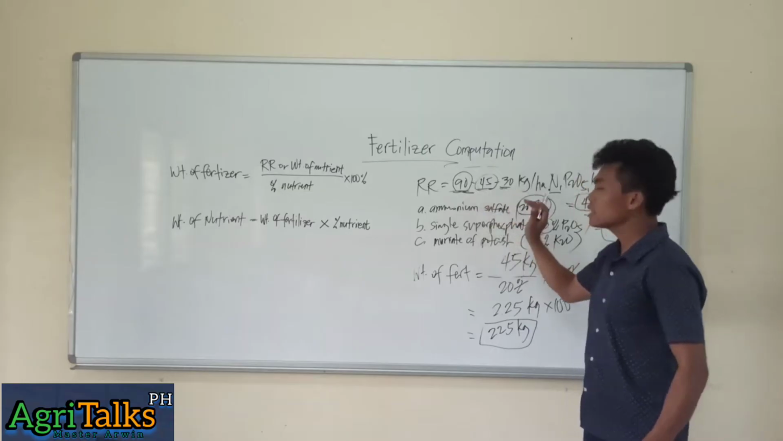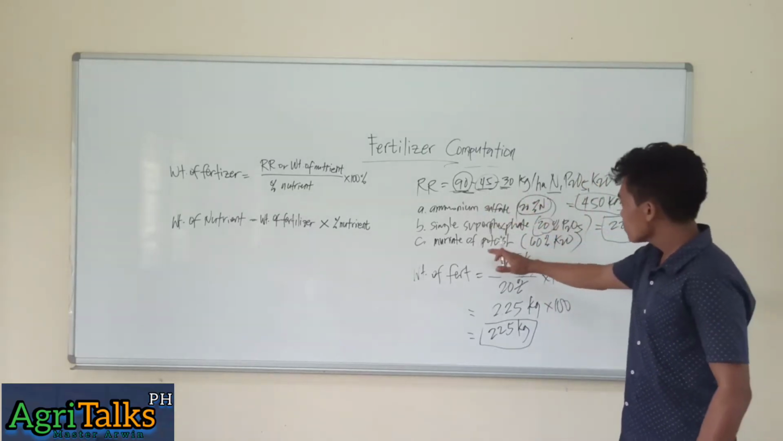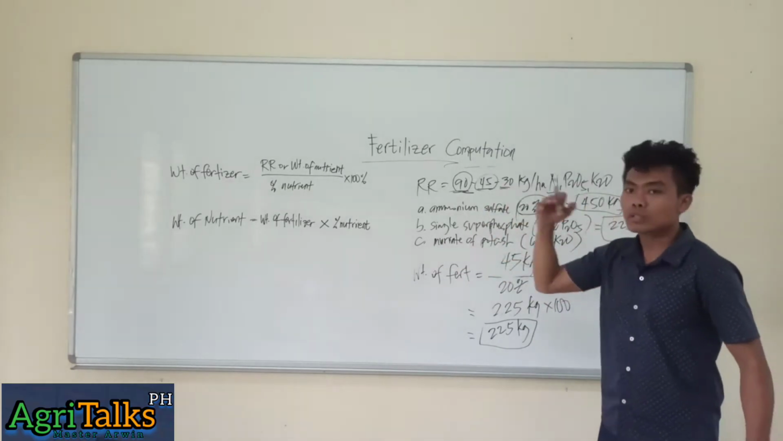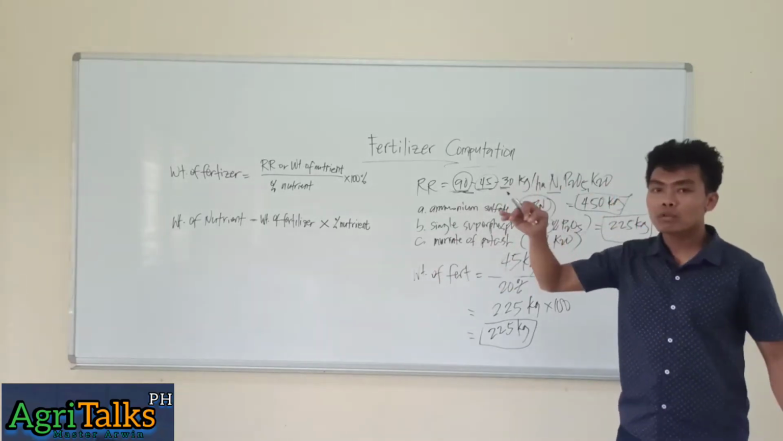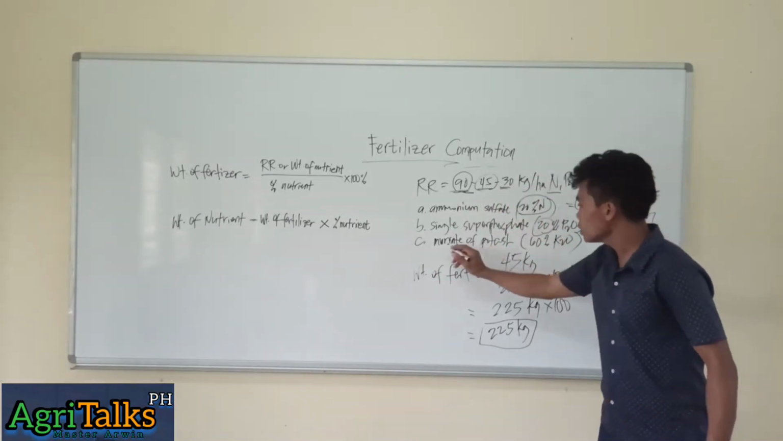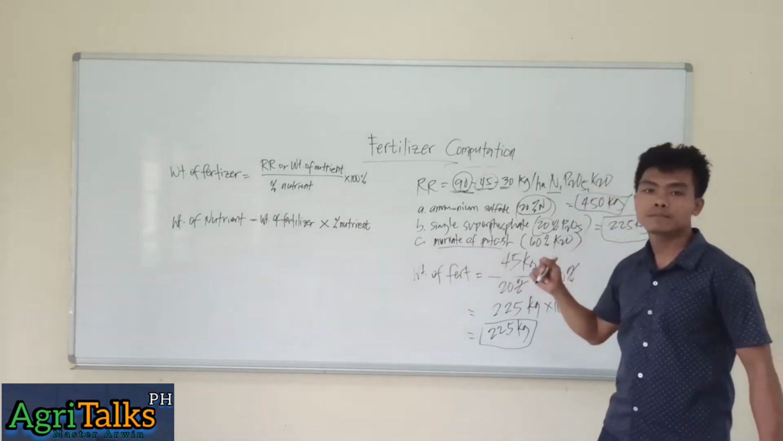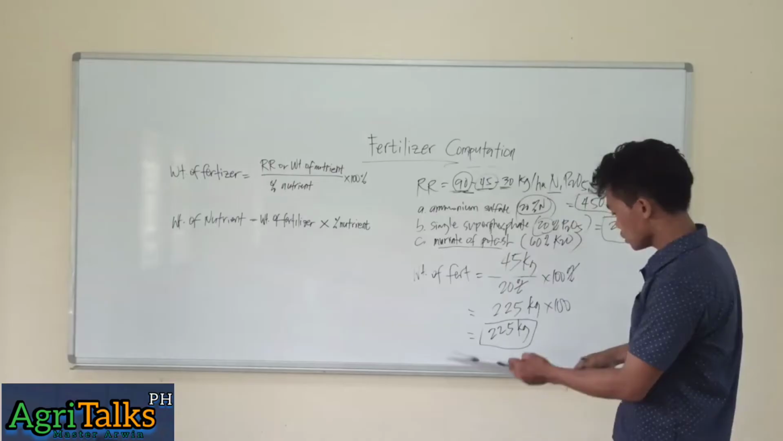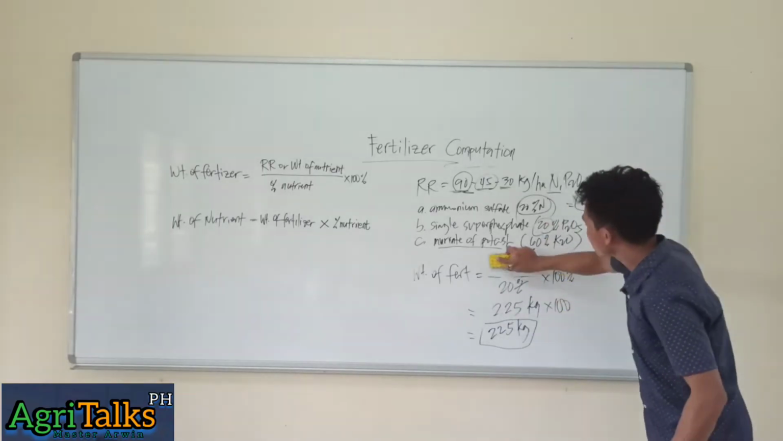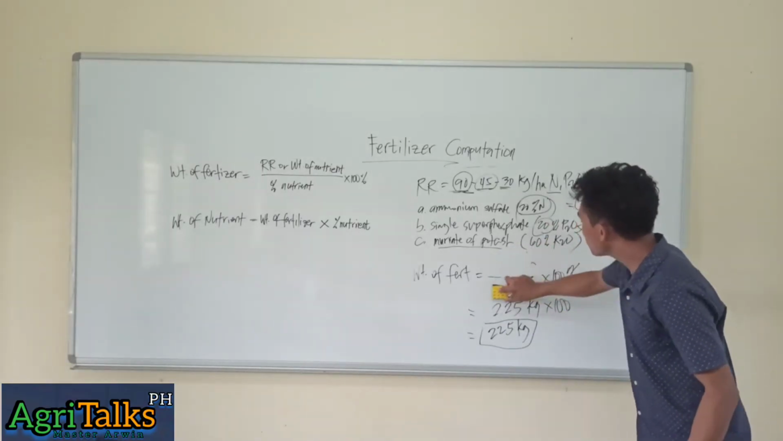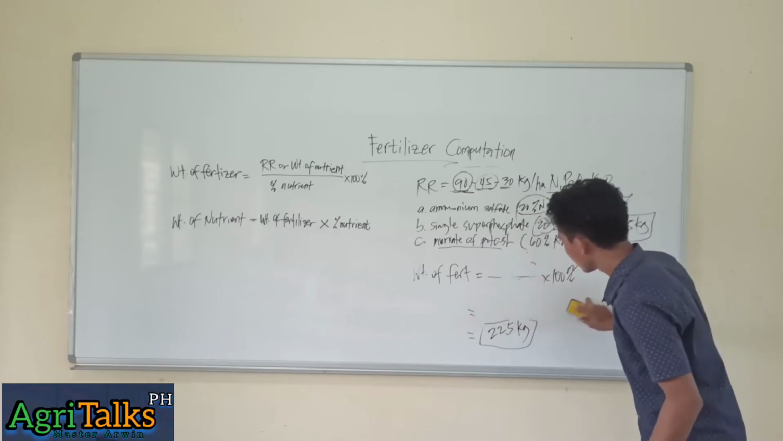And then, okay na yung nitrogen at saka phosphorus. So another, we have this potassium. So, to suffice the needs of 30 kilograms of potassium, we will use this muriate of potash having a 60% potassium. So, the same process. We have the same formula to be used. Okay?